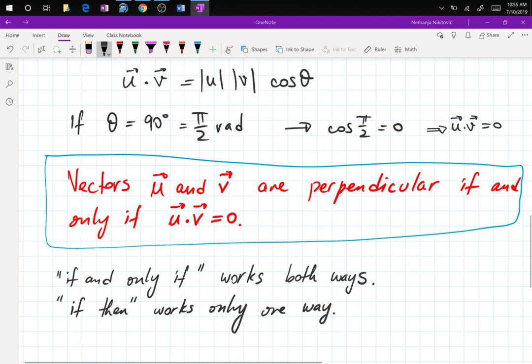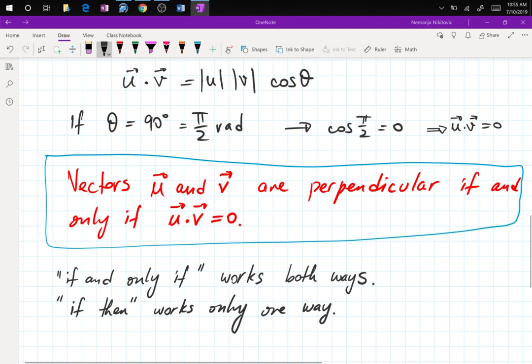So for that particular theorem, you have if the limit of a_n as n goes to infinity is different than 0, then the summation of a_n is divergent. That is the one-way statement, right? If then. Now, our statement here with the dot product and perpendicular is if and only if.